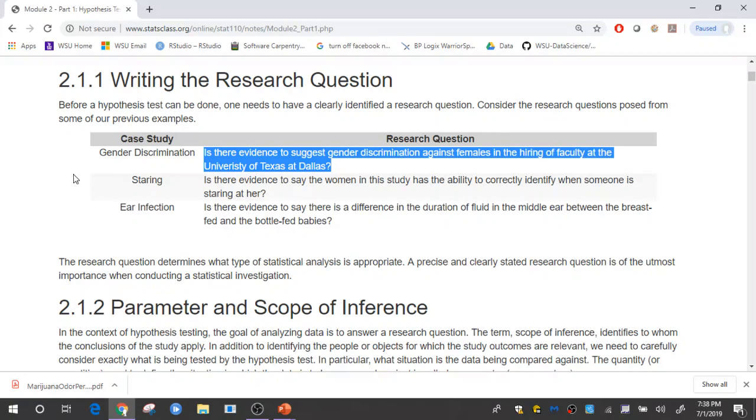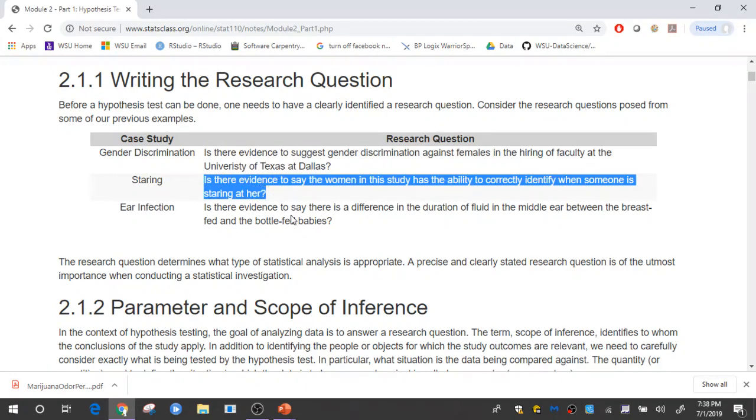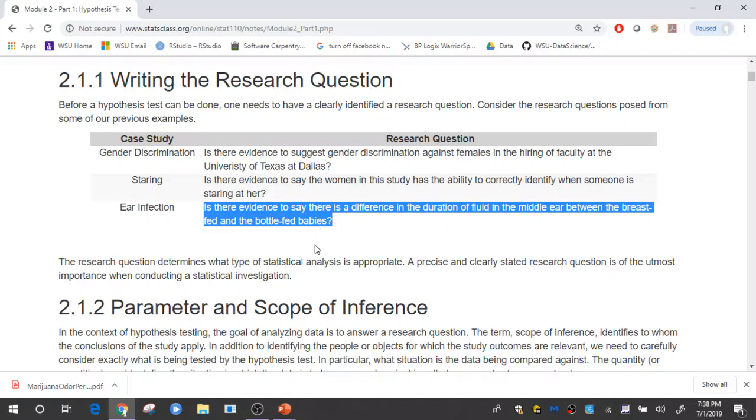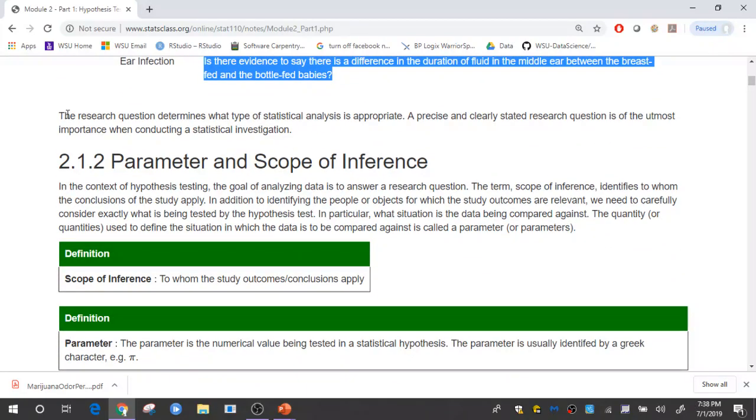The staring example. The research question for that example was, is there evidence to say that the woman in the study has the ability to correctly identify when somebody's staring at her? And then the ear infection example, the research question there was, is there evidence to say that there's a difference in the duration of fluid in the middle ear between the breastfed and bottle-fed babies? The research question determines what type of statistical analysis is appropriate. A precise and clearly stated research question is of the utmost importance when conducting a test.